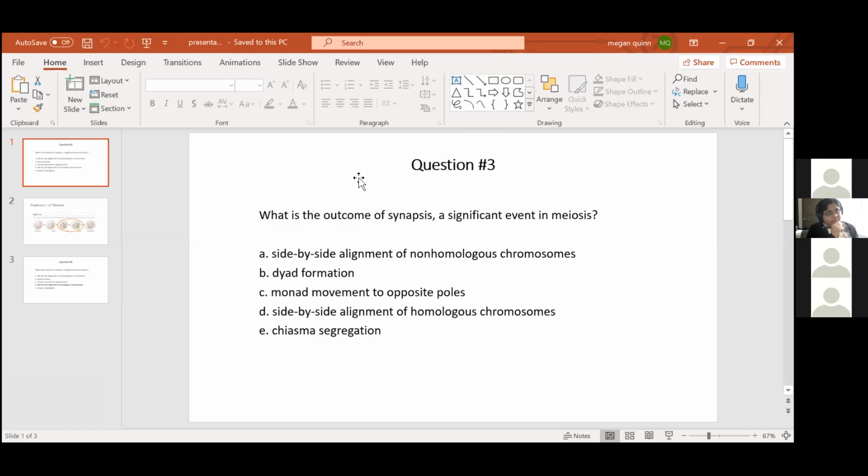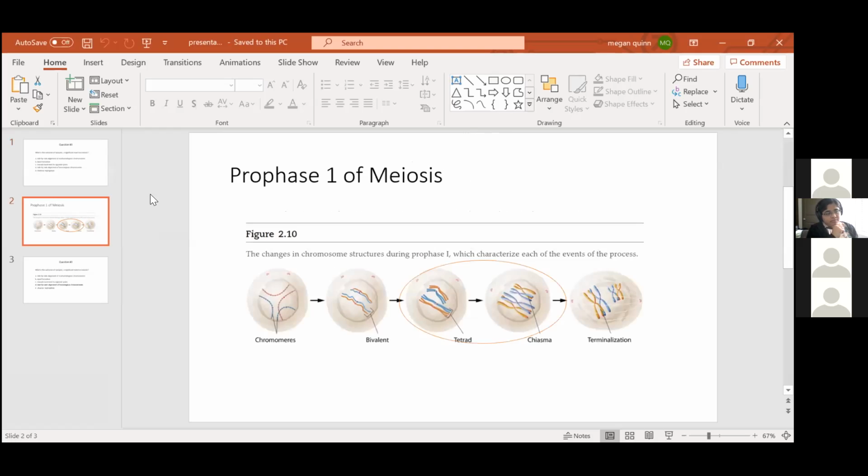So my question was, what is the outcome of synapsis, which happens in meiosis? Some background information on this. This happens in prophase 1 of meiosis. I just have a little figure here that goes over what happens in prophase 1. And I have the important part that we really want to look at circled here, which is what's going on with these chromosomes.